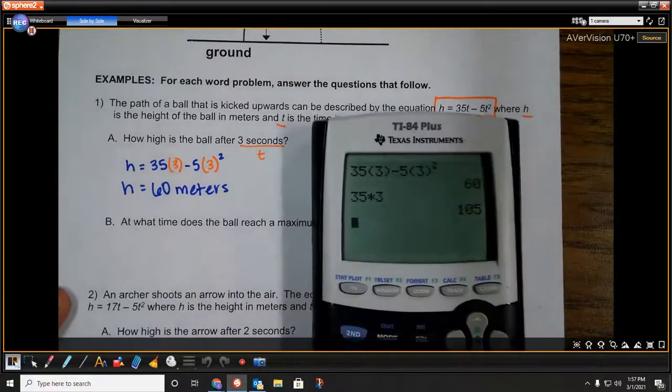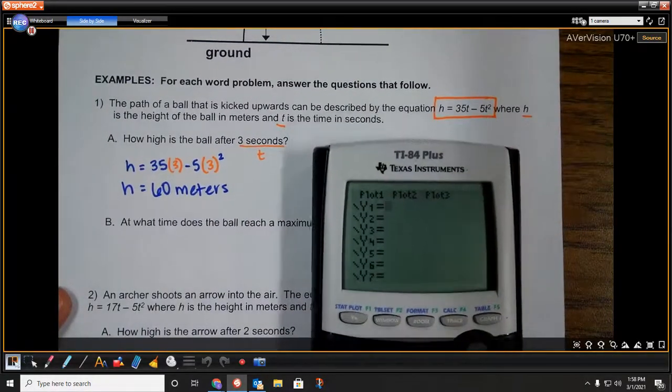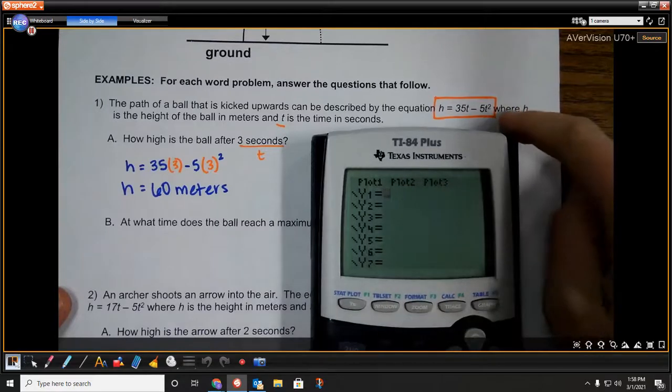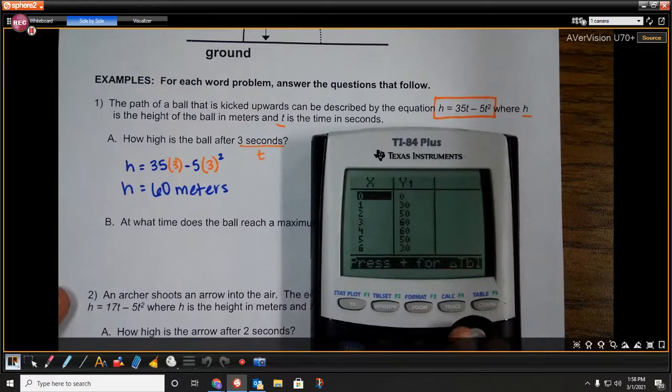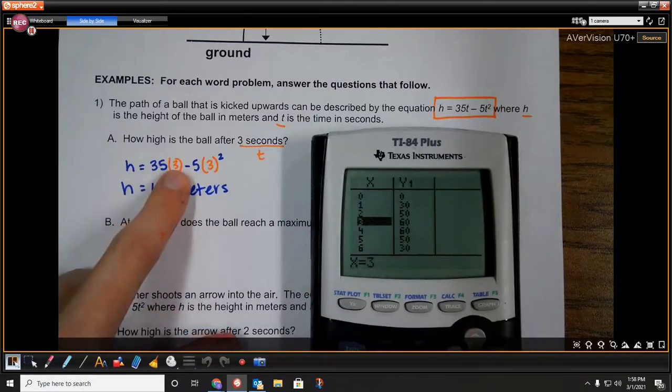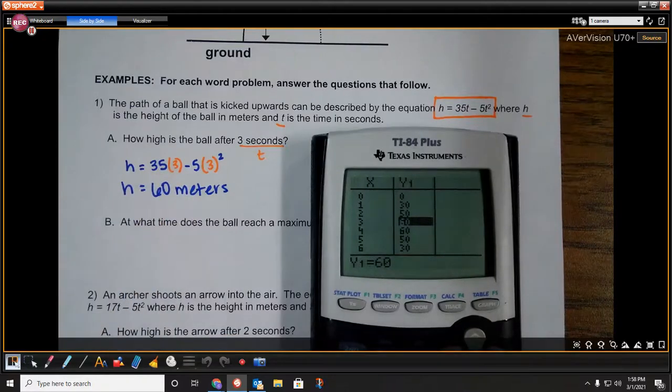Okay, and so another thing that you could have done in this situation is you could have typed your equation into your y equals, and you could have said 35x minus 5x squared. And then if we went to our second table here, we could have scrolled down to 3, and we would have found that it is right there at 60 meters, okay?